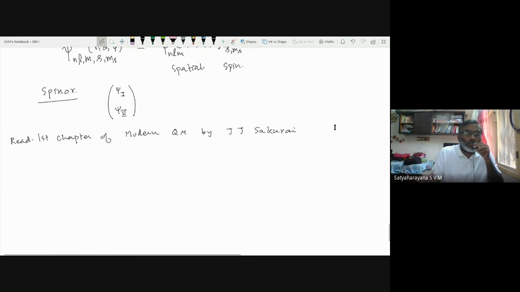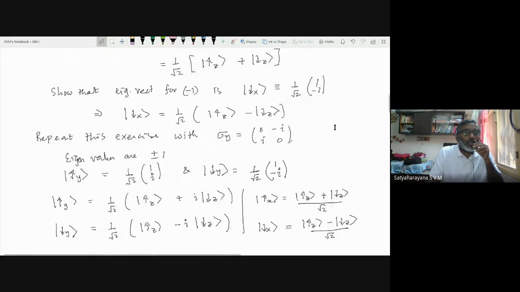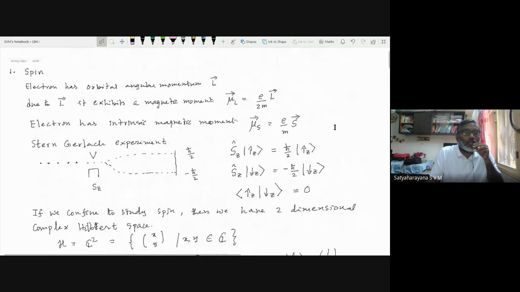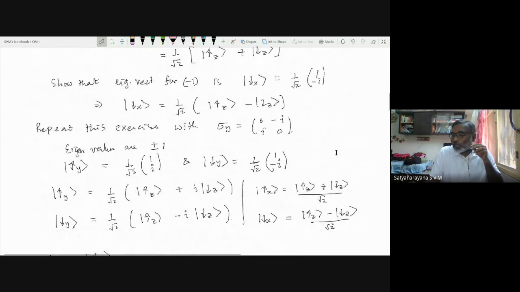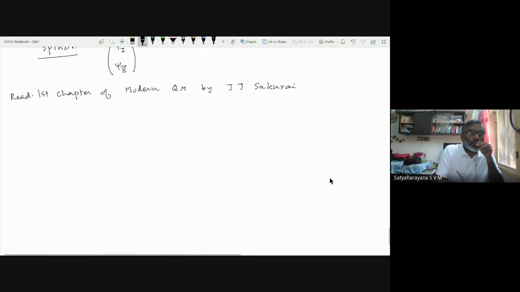Okay, so let me now go to the next topic. I think I've spent 1 hour. So the next topic is what is called addition of angular momentum. This is very important. That is why I thought I should spend some time. Addition of angular momentum.